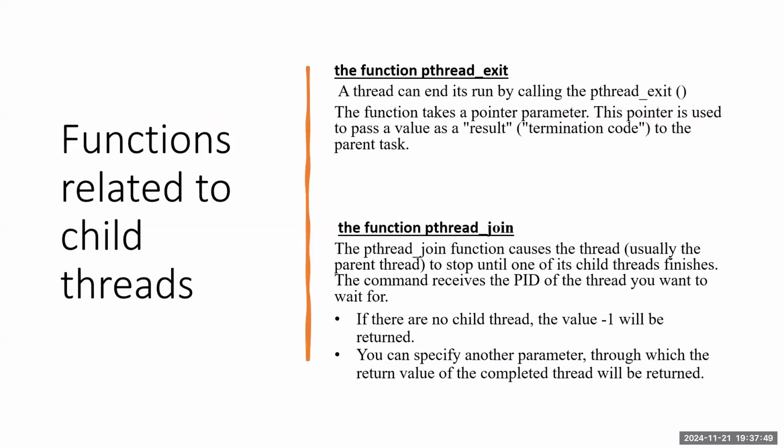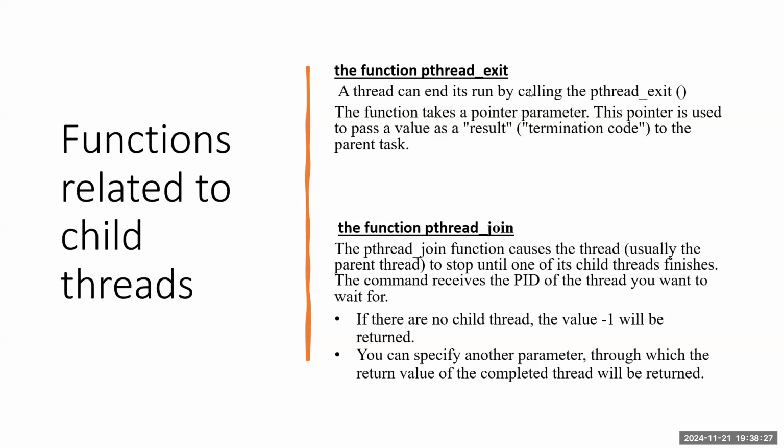Okay, so functions related to child threads. There are two main functions other than creating them, and the first is pthread_exit. What will a normal exit do if I run that in the thread? Since the thread is part of the same process as the parent, the exit command is a process-level command. So it'll affect everything in the process. That means even though the child thread calls exit, it'll kill the parent.